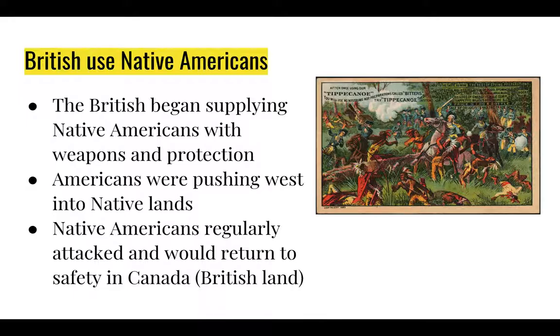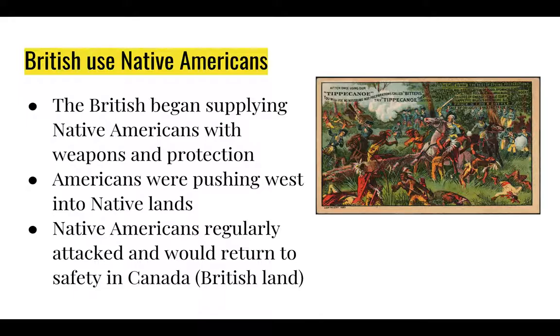And so what they were doing was, through their partners in Canada, because remember Canada's still a part of Great Britain at this point. I mean, it still is today. It's considered a commonwealth, meaning that it's part of the British Empire in some ways. The British began sending weapons and resources to Native Americans, and then Native Americans would in turn use these weapons and resources to fight the settlers that were pushing into their land.